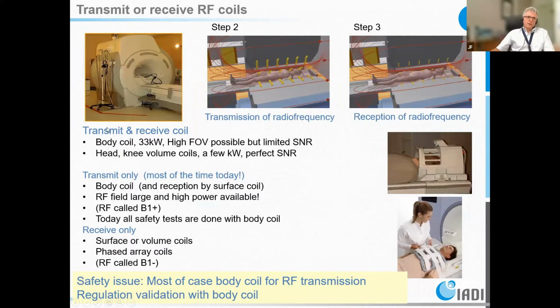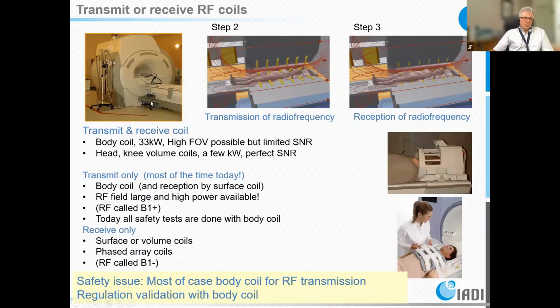What is very important here is that you have to understand the difference between transmit coil and receive coil. At first, you need a coil which is transmitting the energy to the body. Today, generally, it's the body coil that transmits the energy inside the body. I just give a number here. We have a lot of power available, and this could be dangerous. Your microwave at home is 1 kilowatt. Here you have 33 kilowatts.